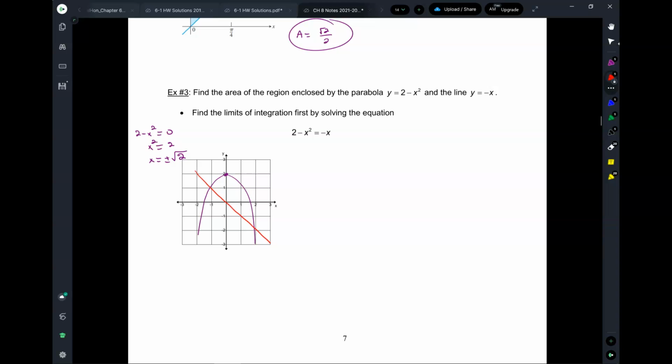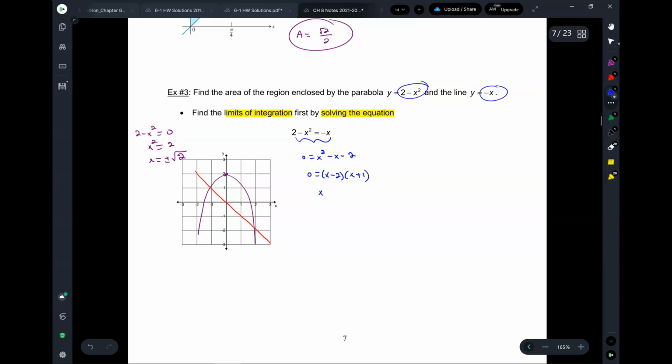Now we need to find the points of intersection, which are going to give us the limits of integration. So we're going to solve this equation. You take the two functions that you're given, set them equal to each other, and solve for x. So 0 is equal to x squared minus x minus 2, which factors as x minus 2 times x plus 1, so x is 2 and x is minus 1.